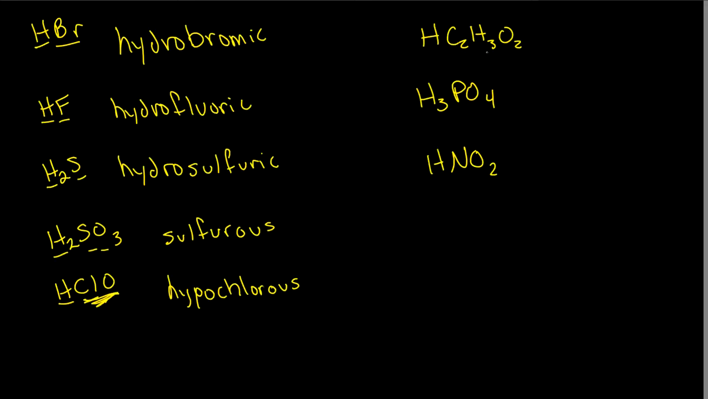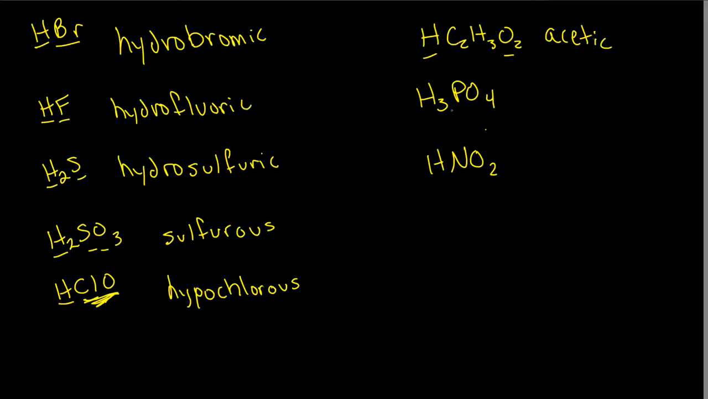Next up, we got HC2H3O2. Once again, we got a ternary acid. We got our hydrogen in the front. We got oxygen as part of the polyatomic. We know we're ternary. Ternary, we don't name hydro. Go straight to the polyatomic ion name. C2H3O2, that's acetate. So if it's an ATE ending, we want to change that to an IC ending. So acetate becomes acetic acid.